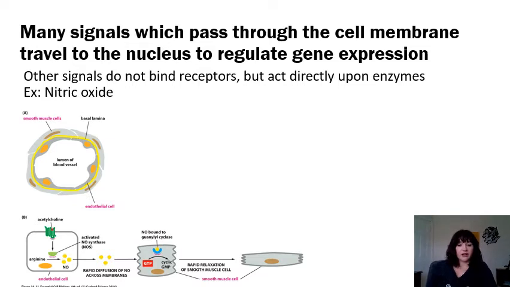What this ultimately leads to is relaxation of smooth muscle cells. In the example that we have here, you can see smooth muscle cells are in direct contact with endothelial cells. So the cells that are releasing the nitric oxide are very close to the cells they are acting on. In this case, acetylcholine is going to cause release of this gas. It's going to spread from the endothelial cells to the smooth muscle cells and cause them to relax.